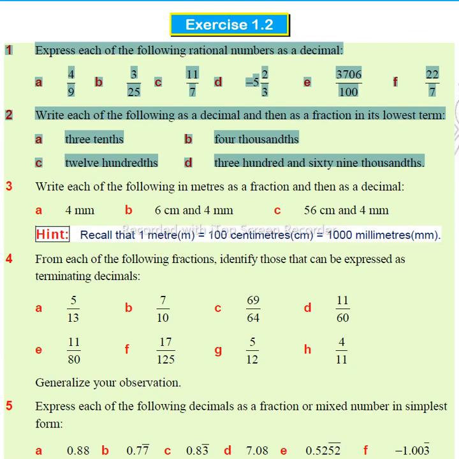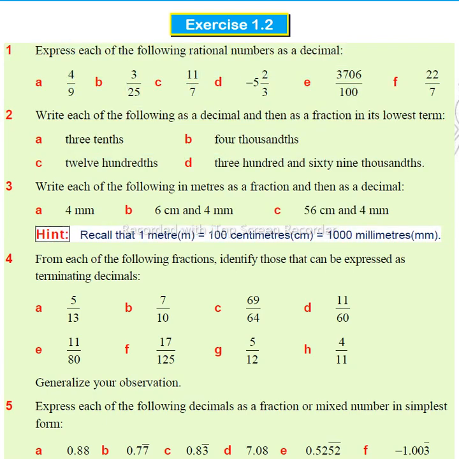The third question says: write each of the following in meters, as a fraction and as a decimal. When we convert 4 millimeters to meters, we simply divide by 1000, because 1 meter is equal to 100 centimeters and 1 meter is equal to 1000 millimeters. So we simply divide 4 by 1000. We will start from A.